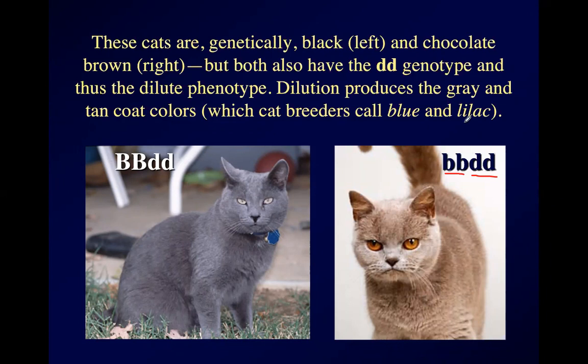Okay, so there are no genes for gray fur or lilac fur. There are genes for black and brown, and there's a gene with an allele that will lighten the basic color a couple of notches. That's epistasis.